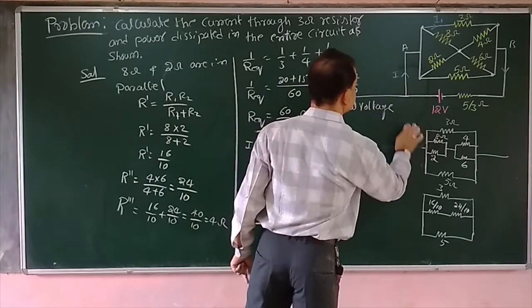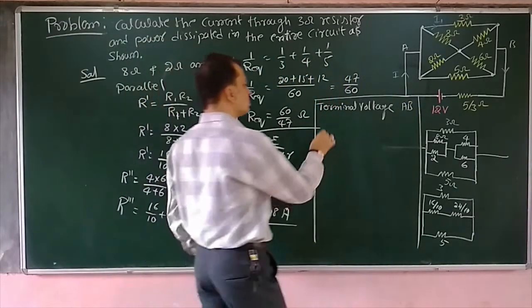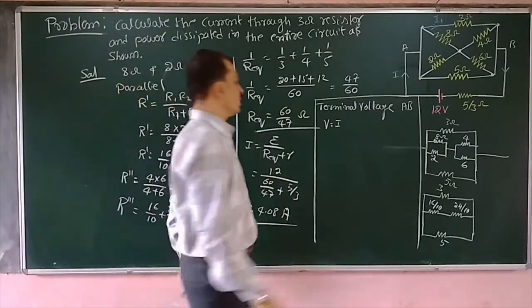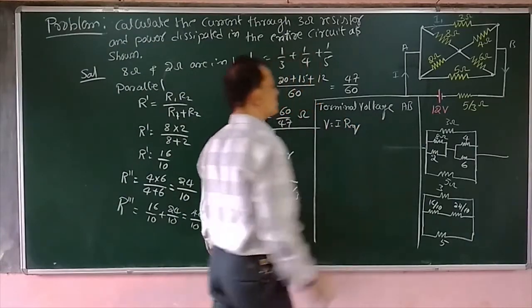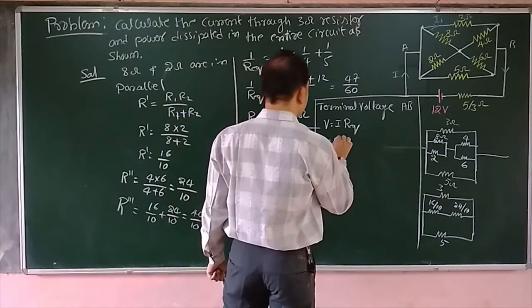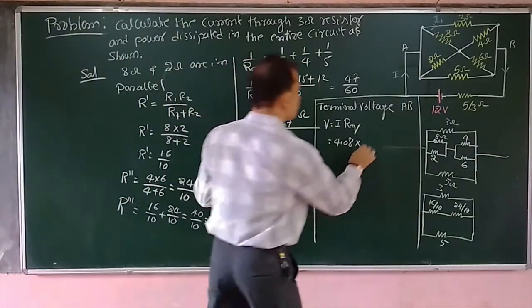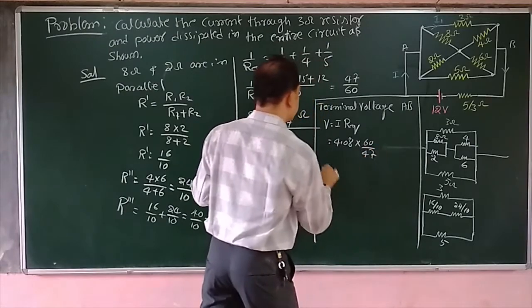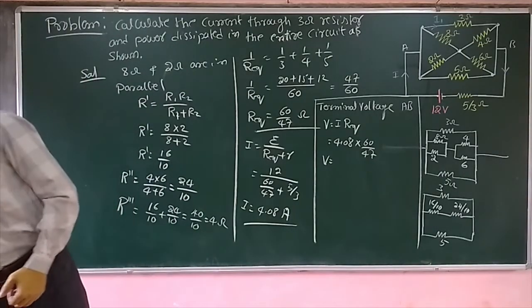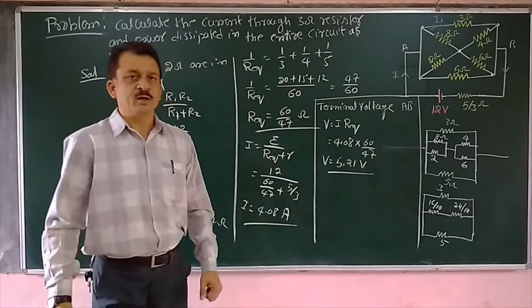Terminal voltage across AB, that we will work out. Terminal voltage V is equal to the main current flowing multiplied by the equivalent resistance. Main current is 4.08 and the equivalent resistance we have just calculated is 60 by 47. If you work it out using the calculator, you will get 5.21 volts.